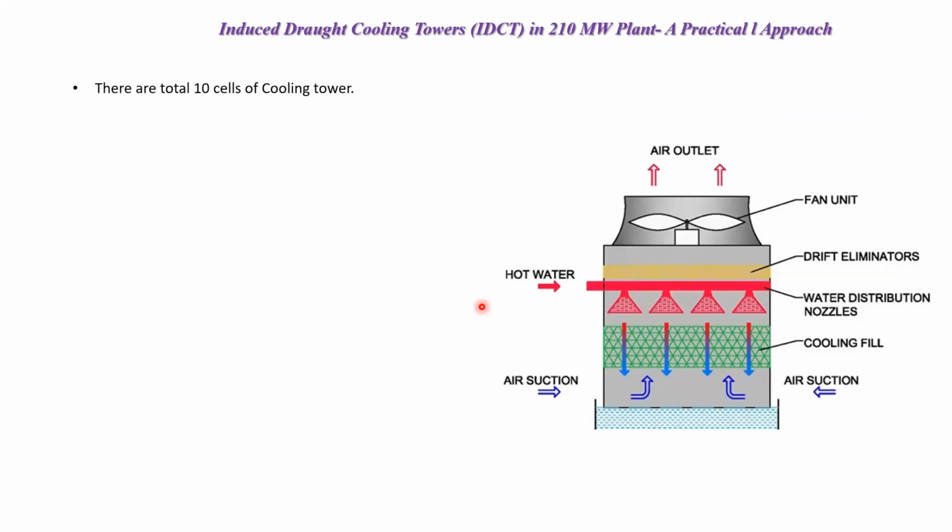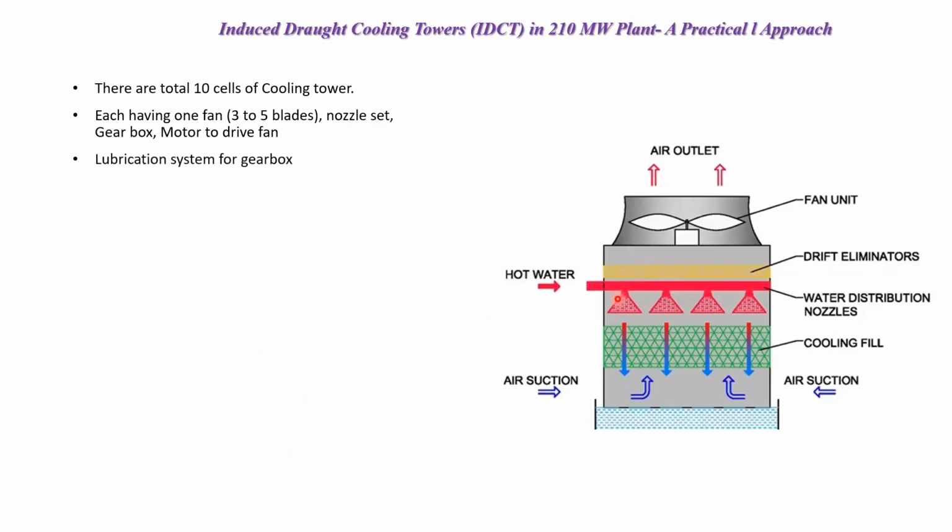So there is some difference. In a 210 megawatt plant, there are 10 cells like this of cooling tower, each having one fan with 3 to 5 blades, a nozzle set, a gearbox, a motor to drive the fan, a lubrication system for the gearbox, a rigid coupling set for the motor and coupling, and a hub set for holding the fan blades.